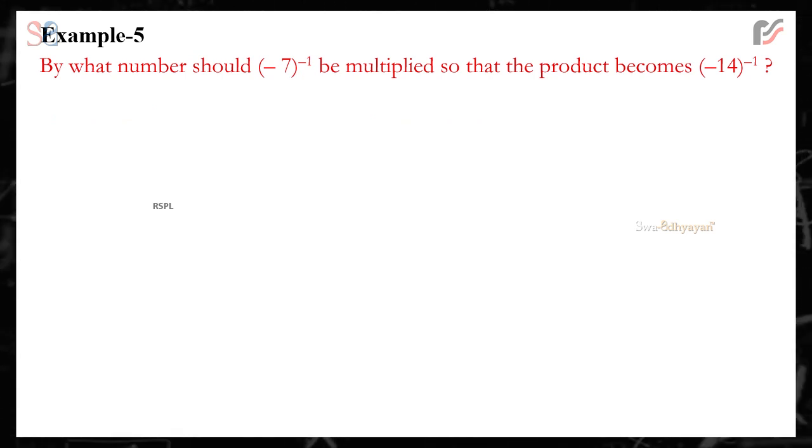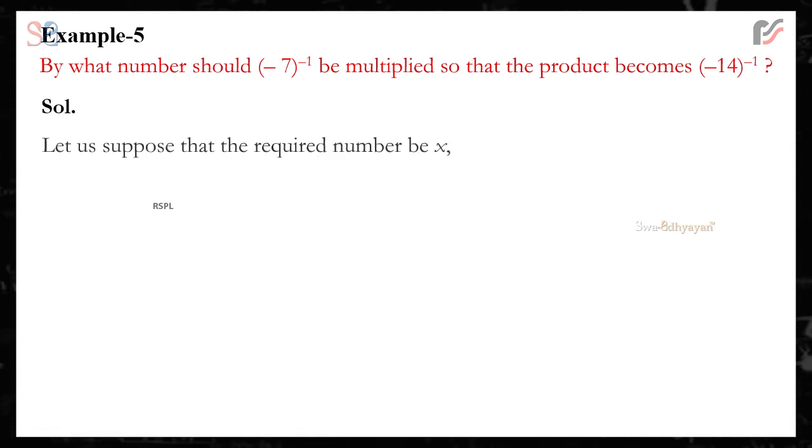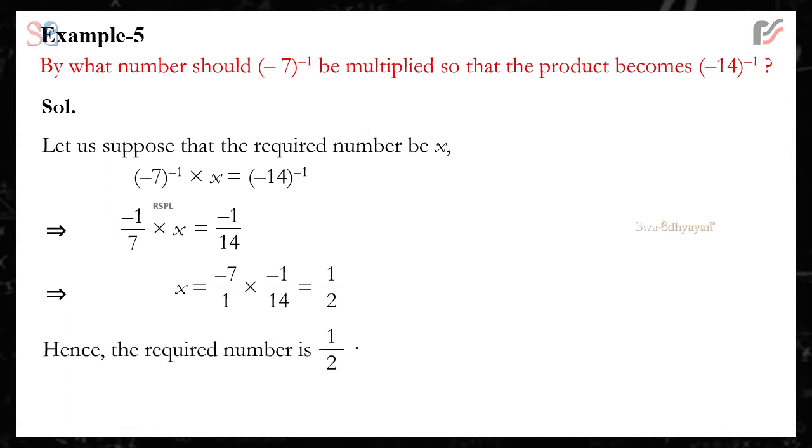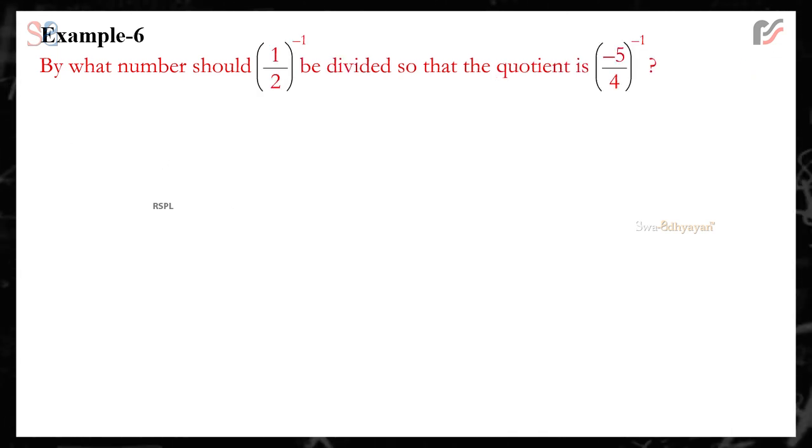Example 5. By what number should (-7)^(-1) be multiplied so that the product becomes (-14)^(-1)? Solution. Let us suppose that the required number be x. (-7)^(-1) × x is equal to (-14)^(-1). -1/7 × x is equal to -1/14. x is equal to -7/1 multiplied by -1/14, which is equal to 1/2. Hence, the required number is 1/2.